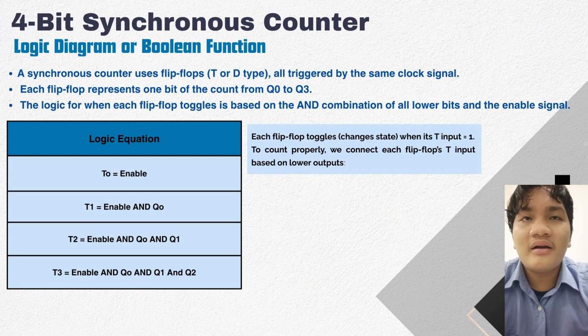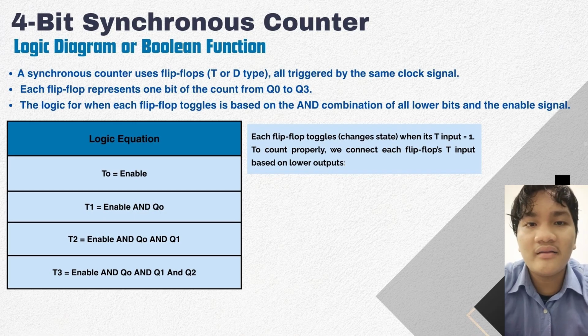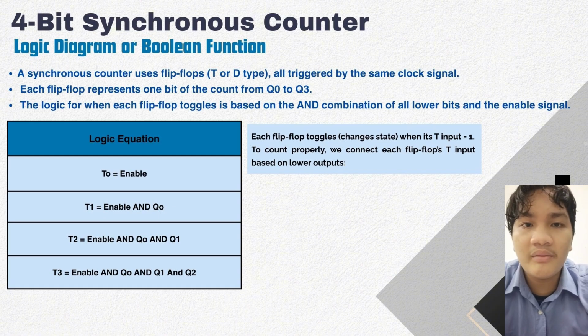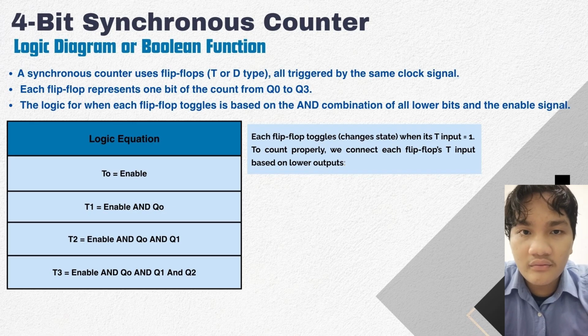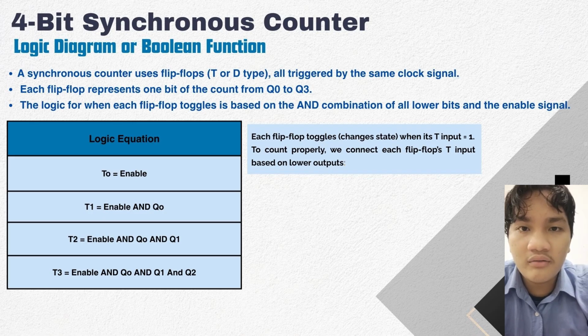Next, we will be talking about the 4-bit synchronous counter. It is also known as the logic diagram or Boolean function. It is a synchronous counter that uses T or D type flip-flops, all triggered by the same clock signal. Each flip-flop represents 1 bit of the count from Q0 to Q3. The logic for when each flip-flop toggles is based on the AND combination of all lower bits and the enable signal. Each flip-flop toggles, changing state, when its T input equals 1. To count properly, we connect each flip-flop's T input based on lower outputs.